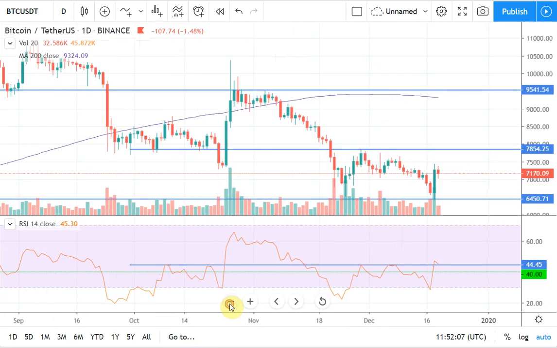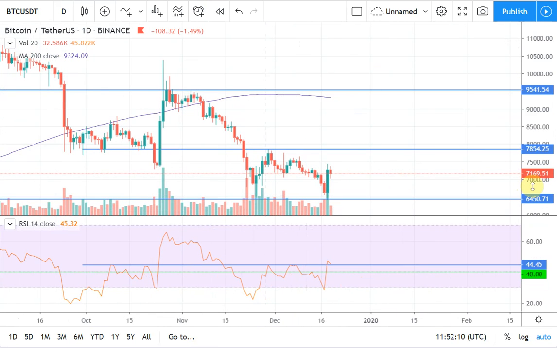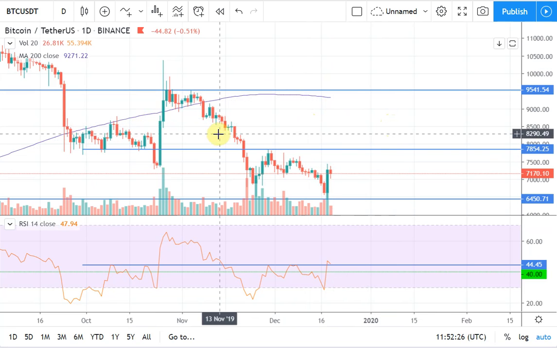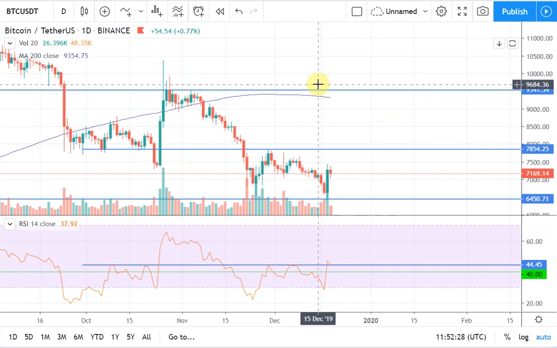Zoom out, sorry. So the 200 MA, you can see we're below it, and it's going to start to taper off. It's going to start downtrending soon, and that's going to act as resistance against us, along with these previous support and resistance levels.